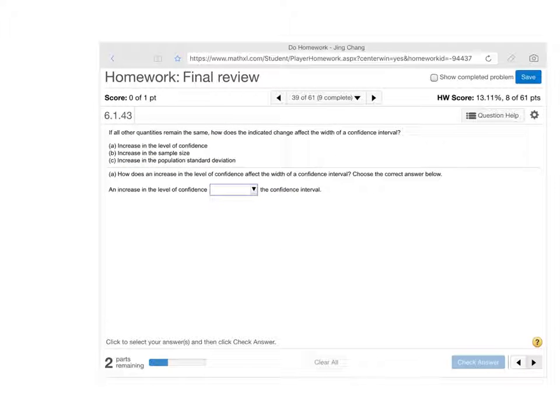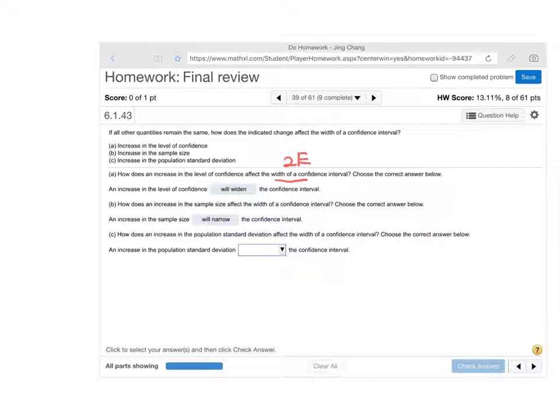In this one, it's the relation between the level of confidence and the width, which is the error. The width is twice the margin of error. So if you increase the level of confidence, it will widen the confidence interval and make the error bigger, and a larger sample size will narrow it. So if you have more samples, you will get less error. And if the standard deviation is bigger, you will get a wider interval again, because a larger standard deviation will give you a bigger error.